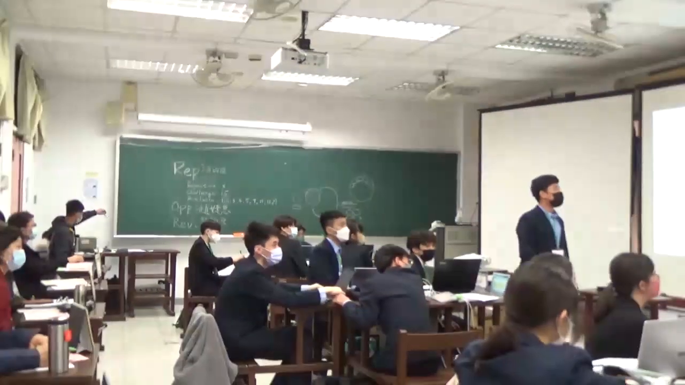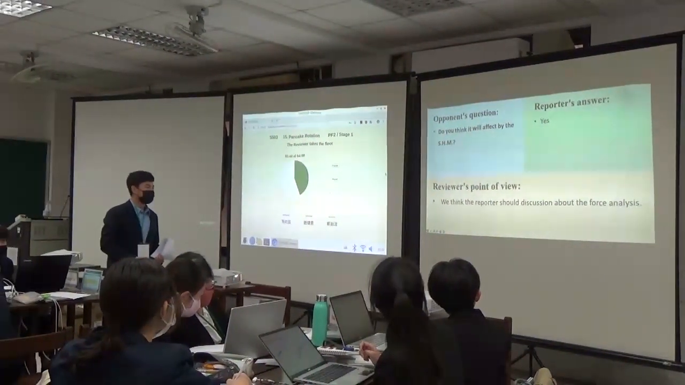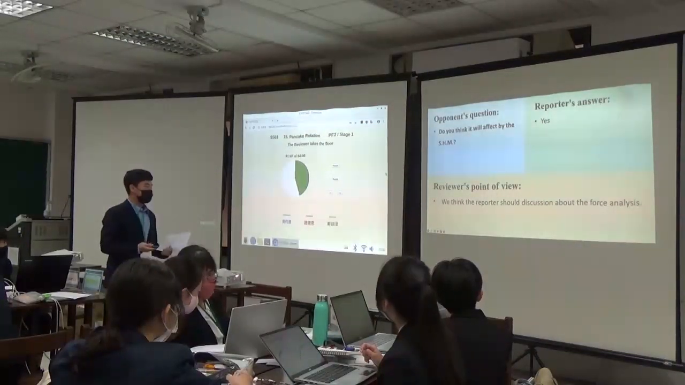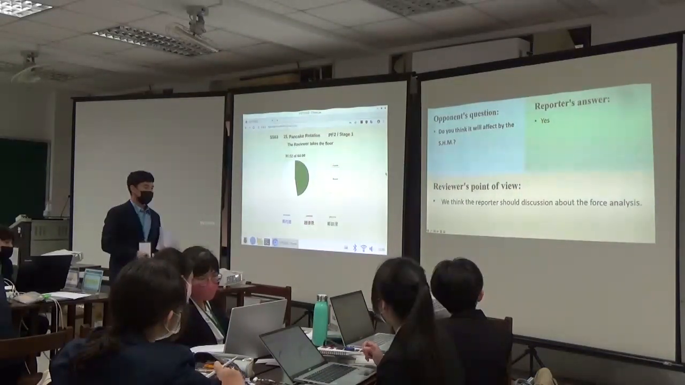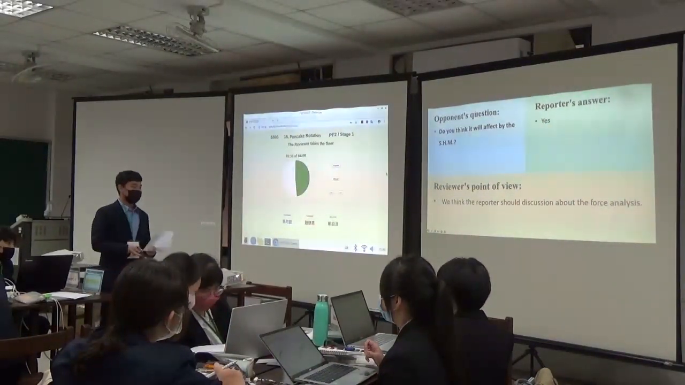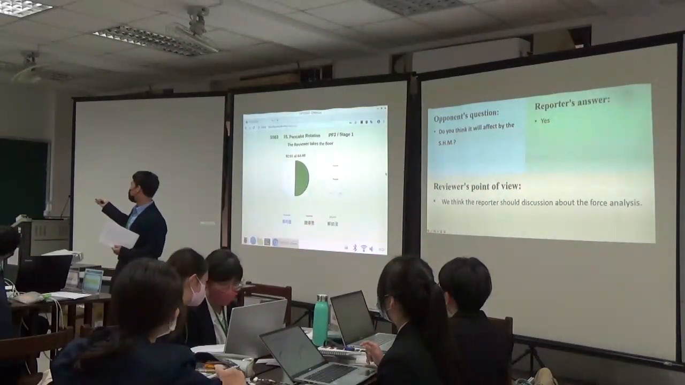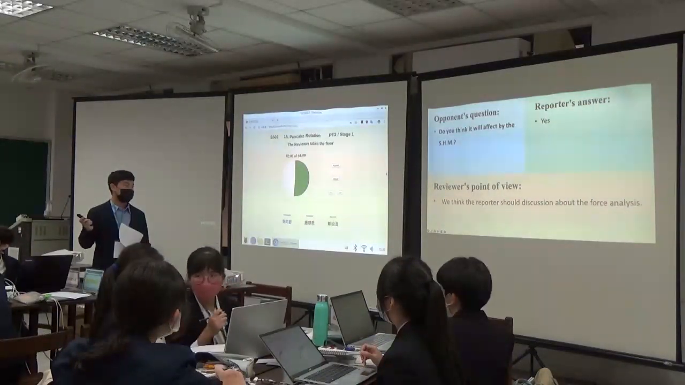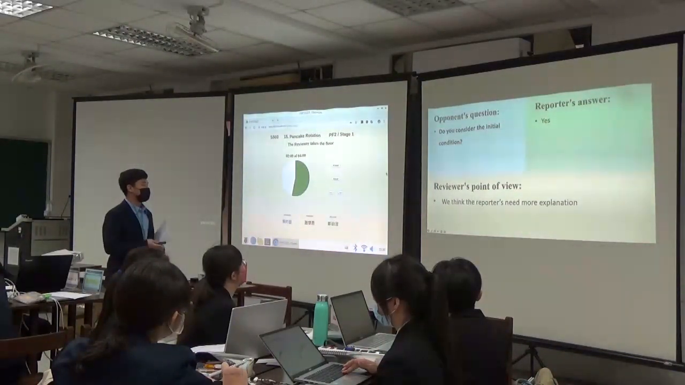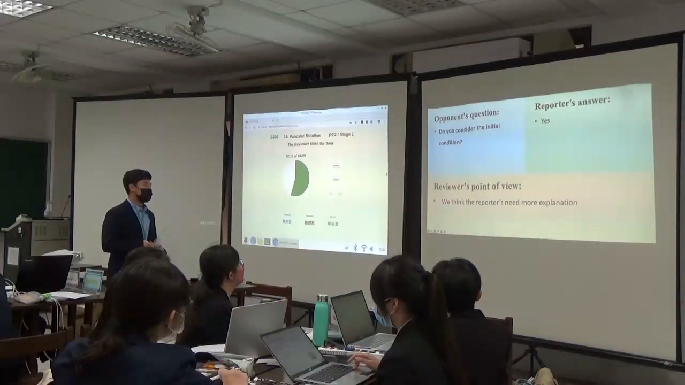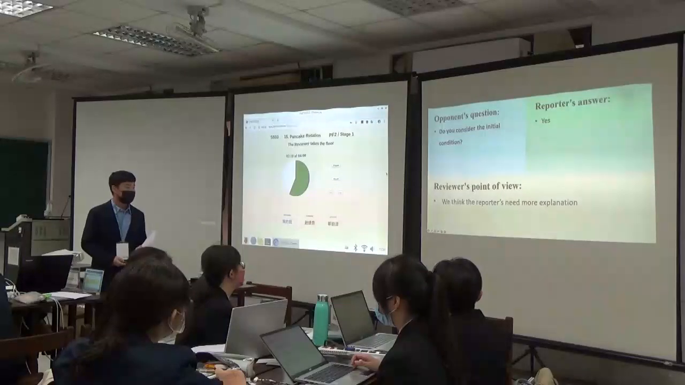And next question, opponent says, do you think it will be affected by SHM? And reporter says yes. The reviewer thinks the reporter should discuss the ball's analysis, and we don't think it's SHM either, because on the graph board it is not SHM. Okay. Opponent says, do you consider initial conditions? Reporter says yes. We think the reporter needs more explanation.